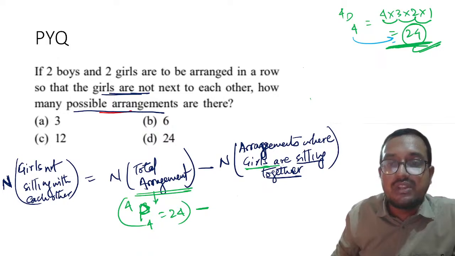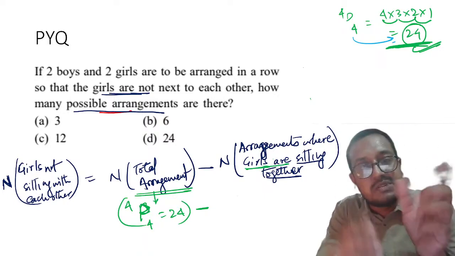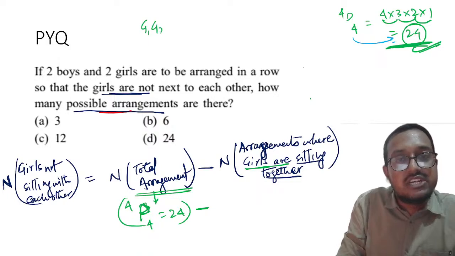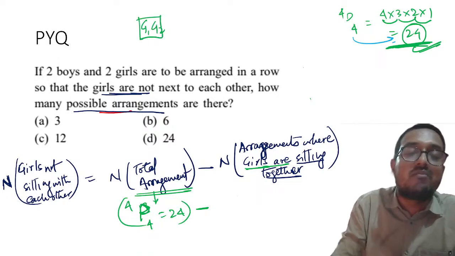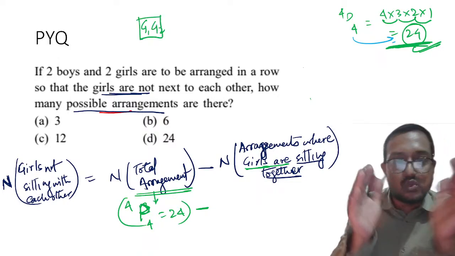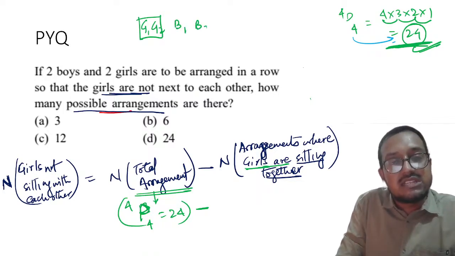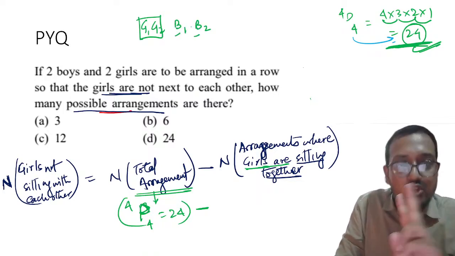The confusion is over here. Girls are sitting together. So let us presume that both are clubbed. So G1, G2, these two girls were there. Both have become one person, so that they can sit together, right? Now, my dear students, who are the other persons in the group? B1 and B2. There are two boys, right?